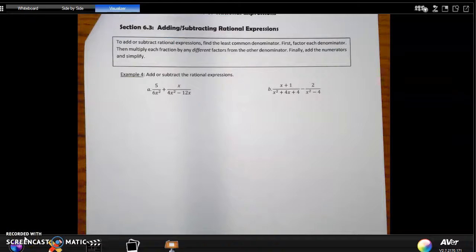Hi guys, we are going to take a look at section 6.3. This will be our last section in this particular unit. This is still dealing with rational expressions, but now we're adding and subtracting them.